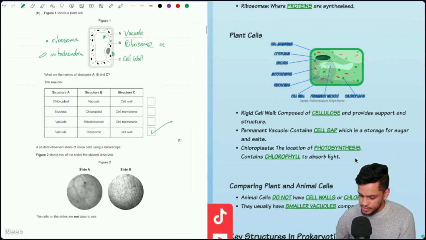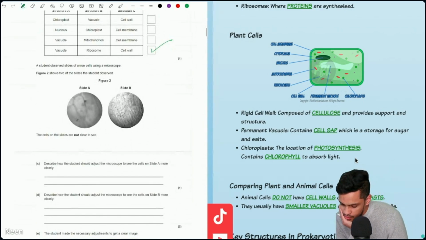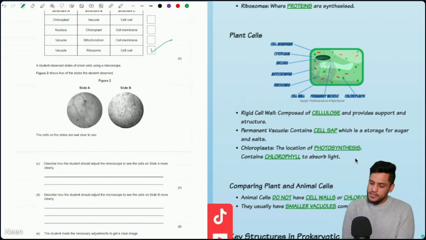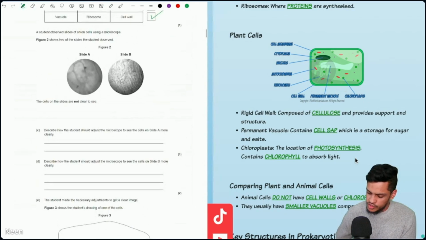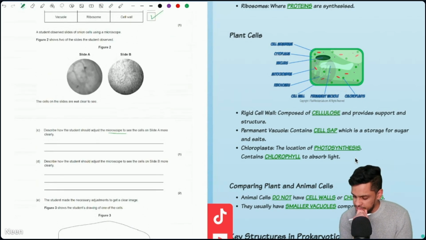Okay, next question. Yes, thank you, Georgie. A student observed slides of an onion cell using a microscope. Figure 2 shows 2 of the slides the student observed. Describe how the student should adjust the microscope to see the cells on slide A more clearly.